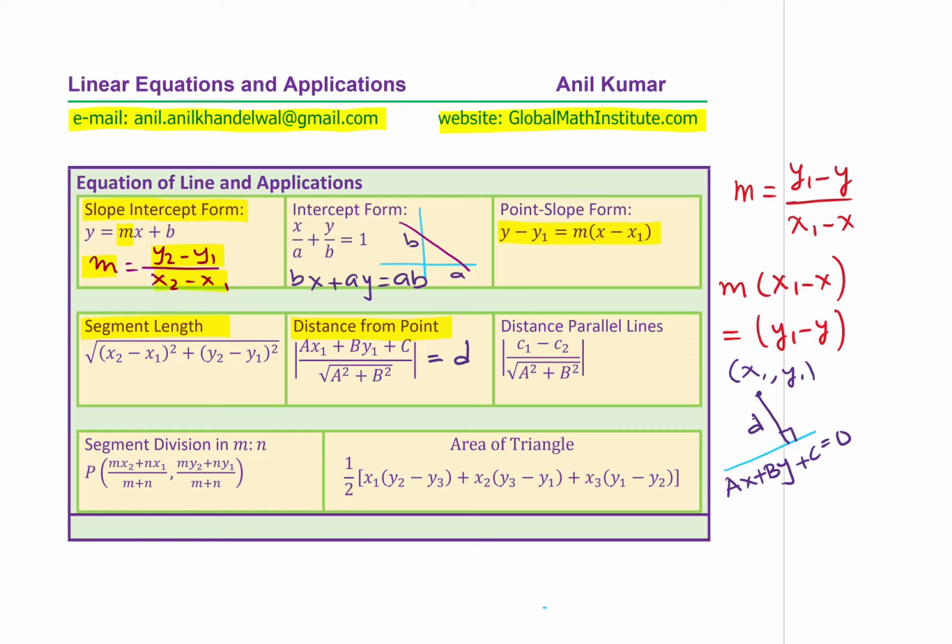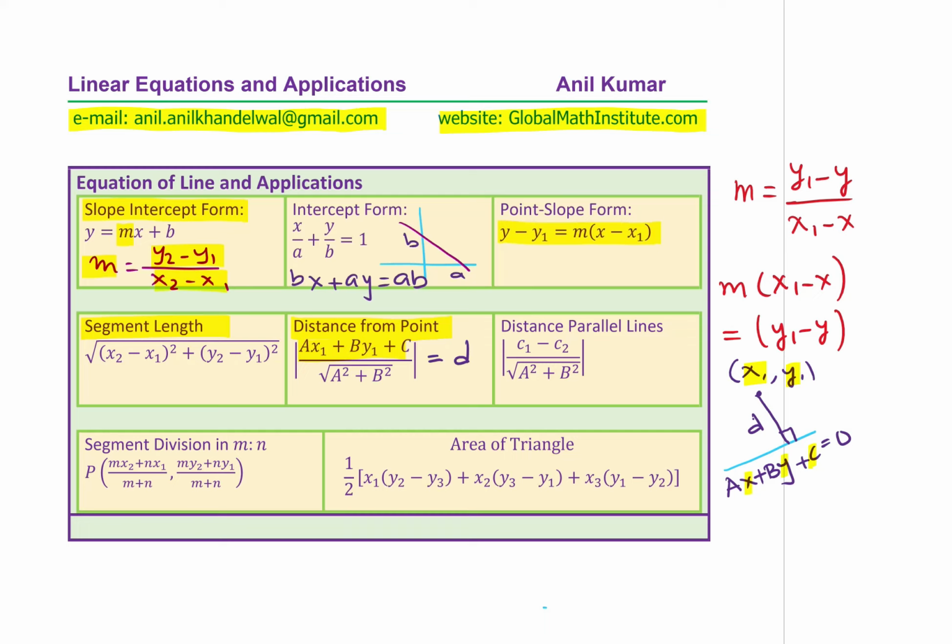So you basically substitute the coordinates x1, y1 into this equation, which is the numerator, and then divide by the square root of a square plus b square. Now you have to take the absolute value of the numerator, right? The distance is always positive. The denominator is always positive. Correct.